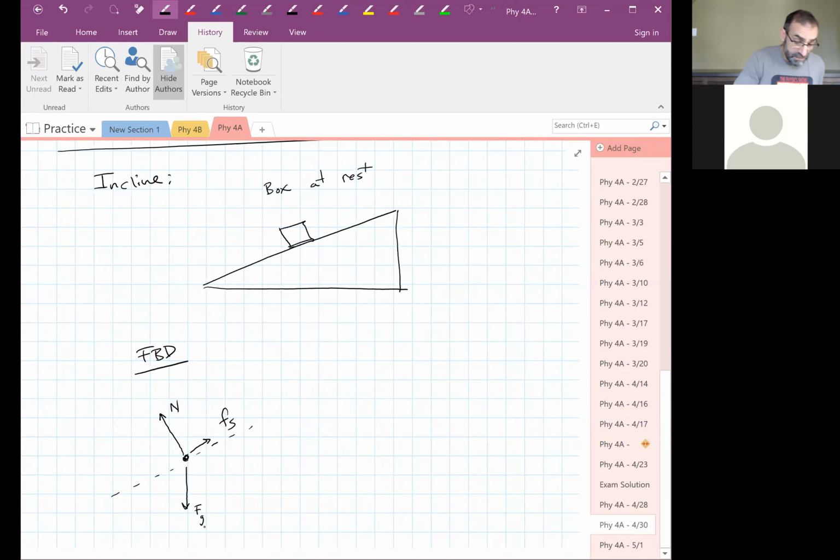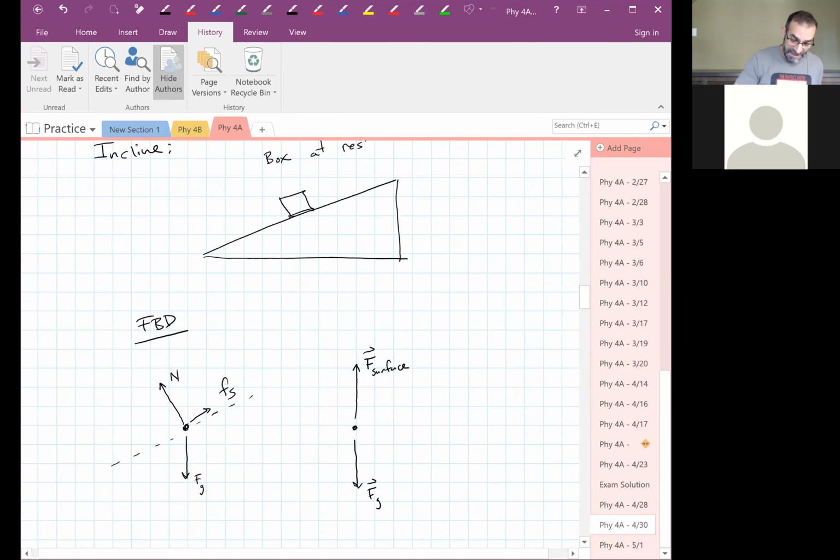Did anybody have this as their free body diagram? Nobody had this one. Come on. Is this okay? Anything wrong with that? You buy that?